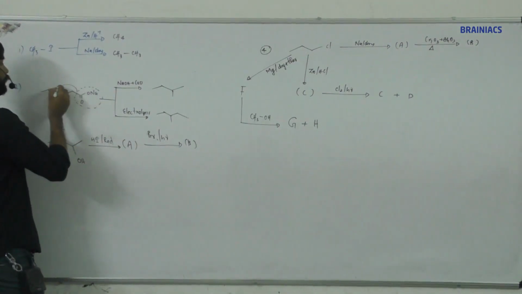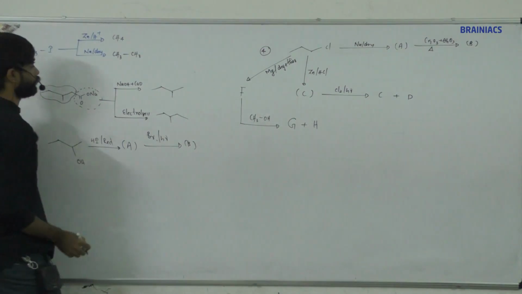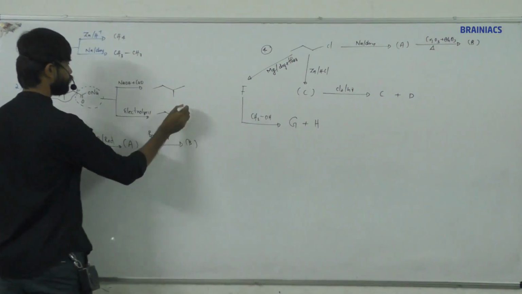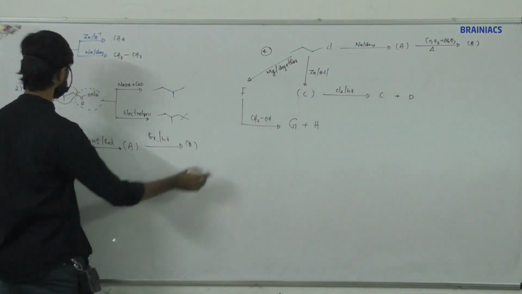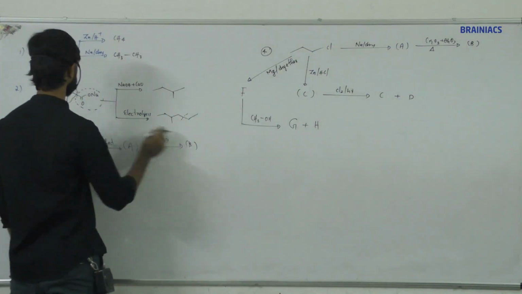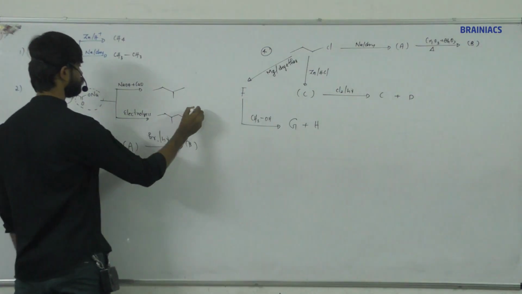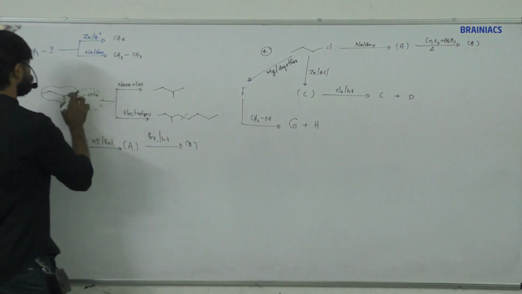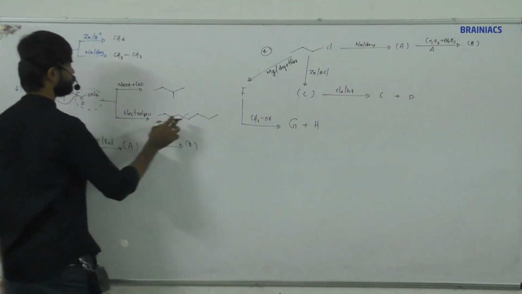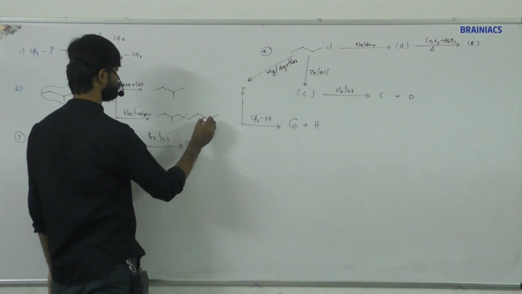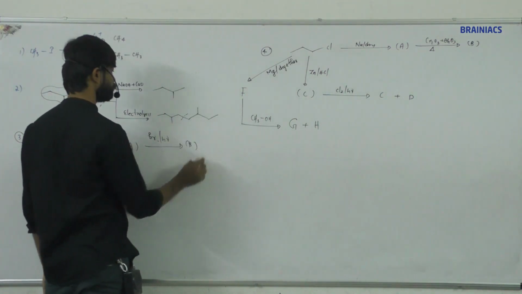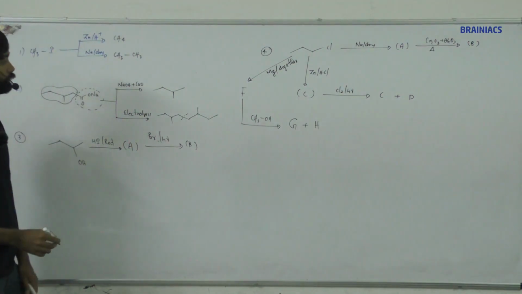This is the alkyl group, right? Fine. So, up to this much, right? This much. Followed by one, two, three, four. 1, 2, 3, 4. This is okay.